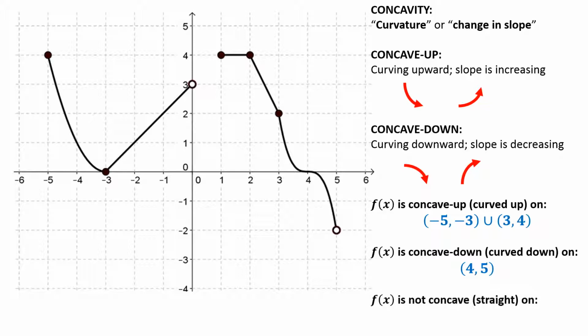And finally, f of x is not concave, meaning that it's just a straight line, on these intervals that you see in green, -3 to 0 and 1 through 3. So again, I can use square brackets or round brackets when I'm talking about the straight segments, but in this case I really don't have to. I could use either.